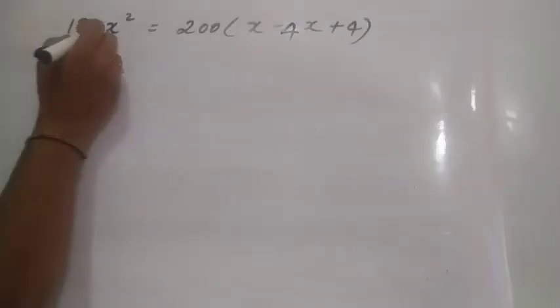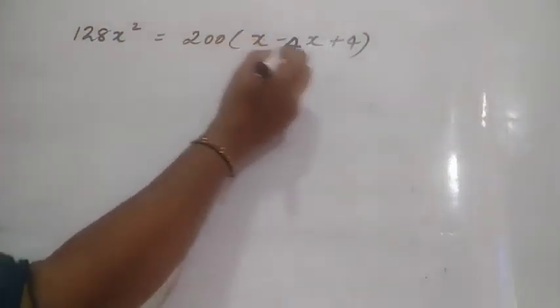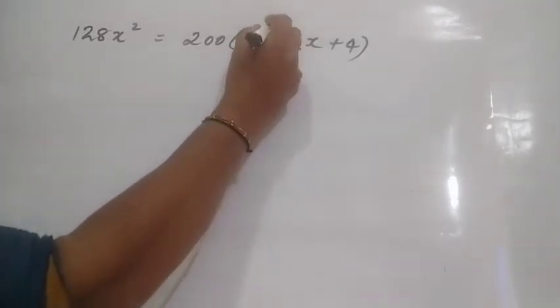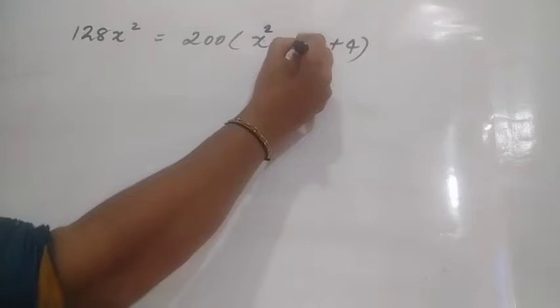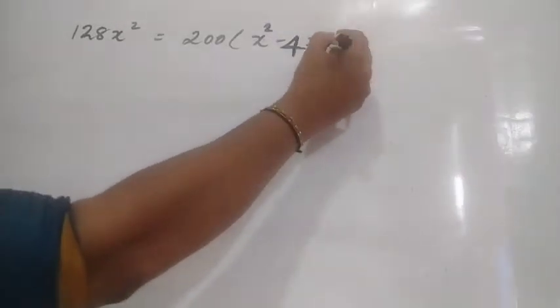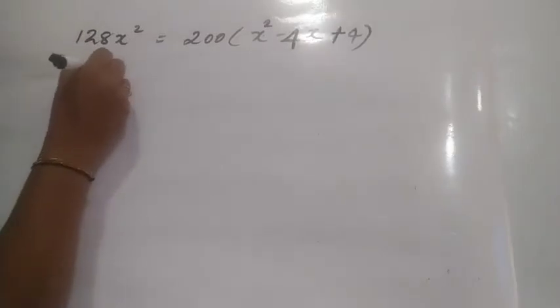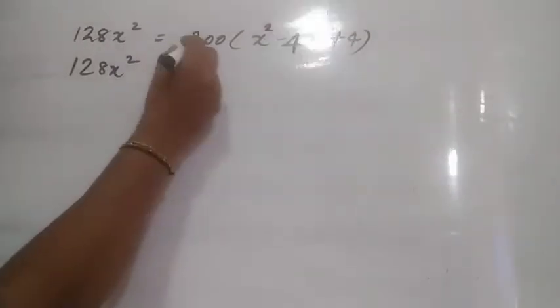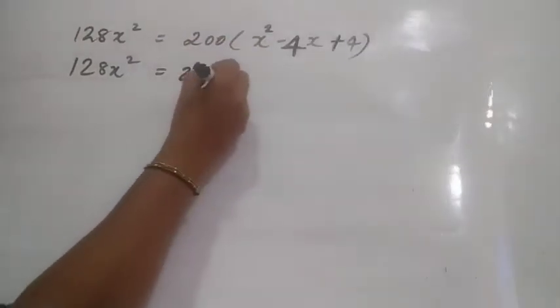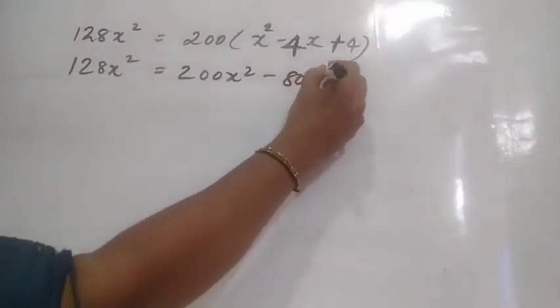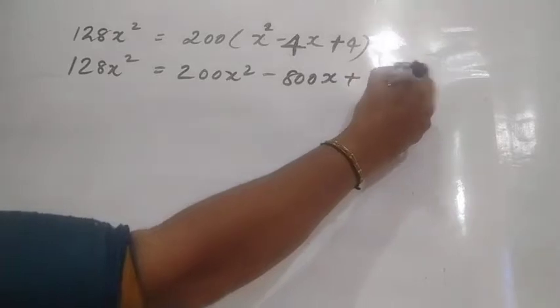Here we get 128 x square is 200 into x minus 2 the whole square. X square minus 2 into x into 2, that is 4x, plus 4. 2 square is 4. Let us simplify this. 128 x square equal 200 into x square, 200 x square, 200 into 4x, 800x, plus 800.